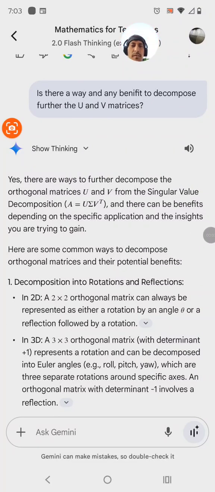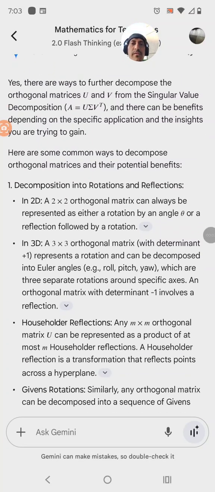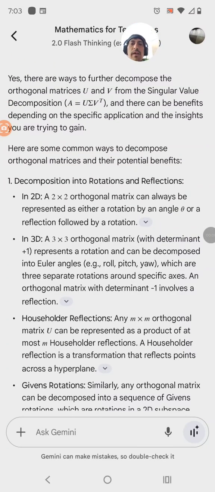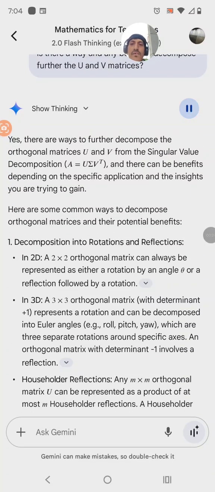Hello. So, continuing the discussion on singular value decomposition. We have A equals U Sigma V transpose. Now, I have asked to look further into decomposing U and V. The U and V are orthogonal matrices. So, let's take a look at the answer.